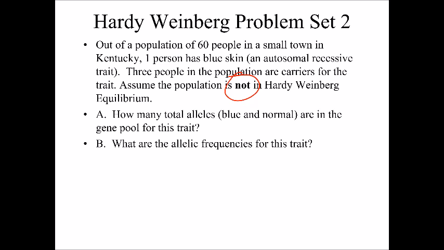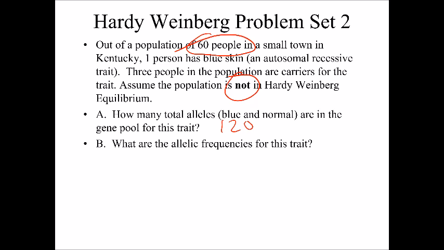So first of all, how many total alleles, blue and normal, are in the gene pool for this trait? Well, we have 60 people. For at least the Mendelian traits, which we're going to assume this is, 2 alleles control each trait. So 60 people, 2 alleles each. That would give us 120 alleles for this particular trait in this particular population. And then lastly, what are the allelic frequencies for this trait? Well, that's asking us to find P and Q, the frequency of the dominant allele and the frequency of the recessive allele. Like I said before, we're not in Hardy-Weinberg equilibrium, so we can't use the equations.